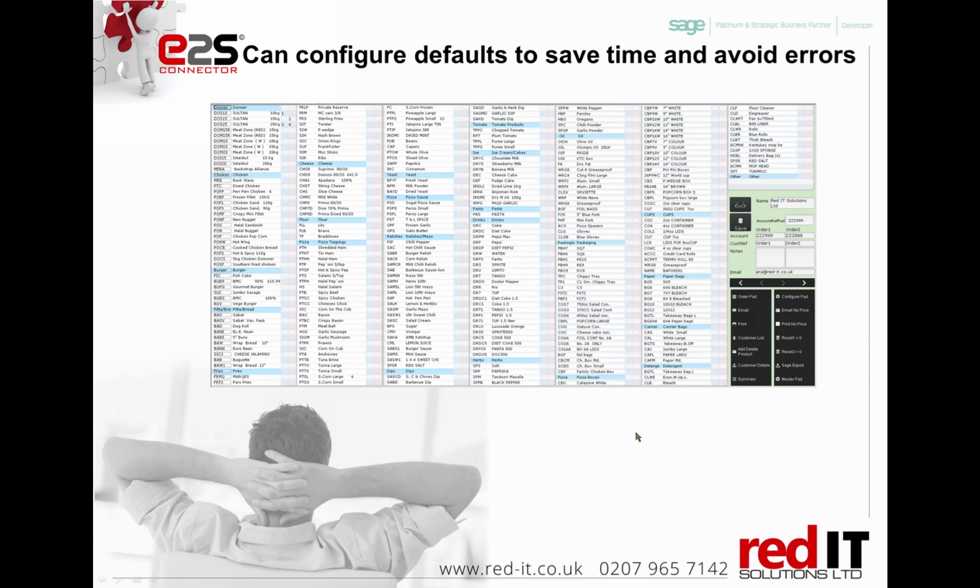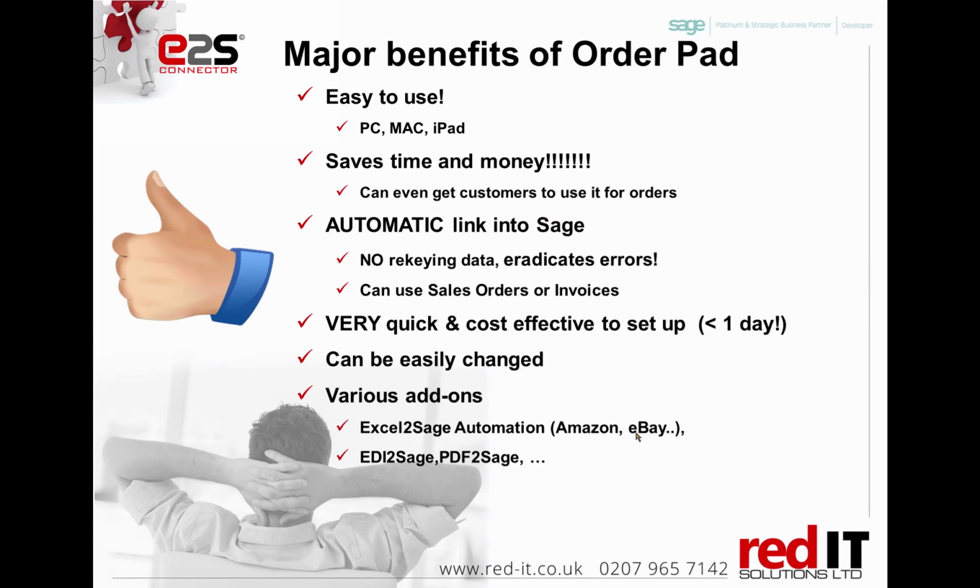So, one of the major benefits of the order pad system, well, it's incredibly easy to use. It's available on a PC, on a Mac, and on an iPad. So if you've got an iPad Pro, then it's ideal for that. It can replace your paper pads and Excel spreadsheets. It saves an awful lot of time and money because you're not going to be having to rekey your orders in, and it's pretty much instantaneous as you've just seen.